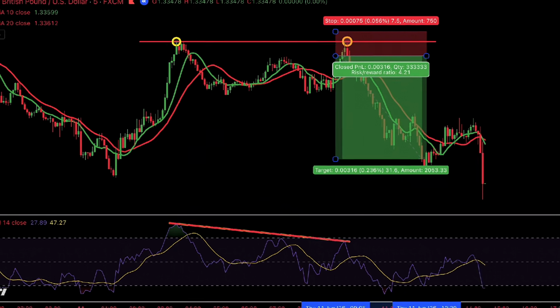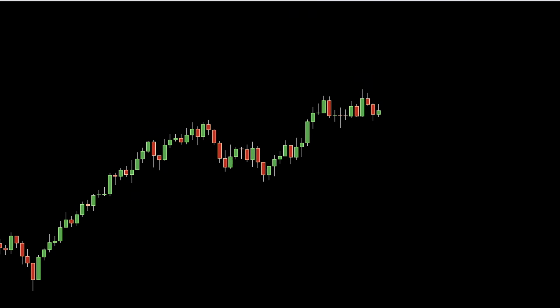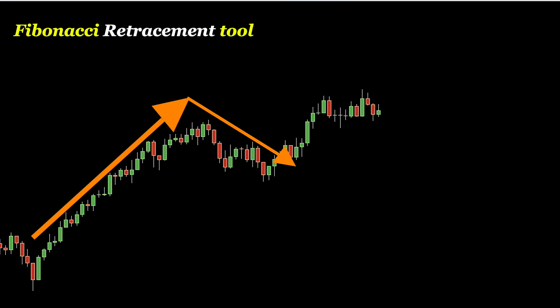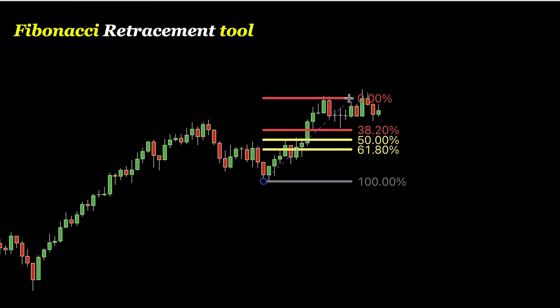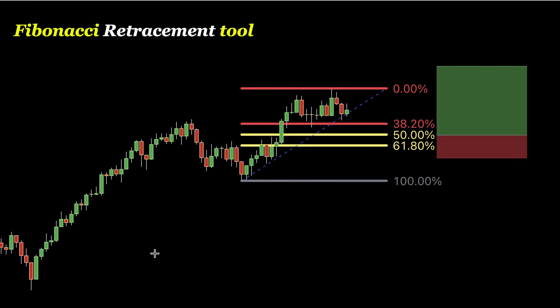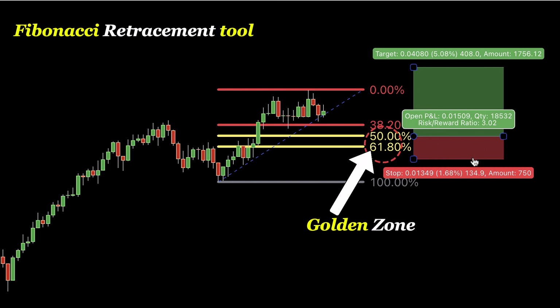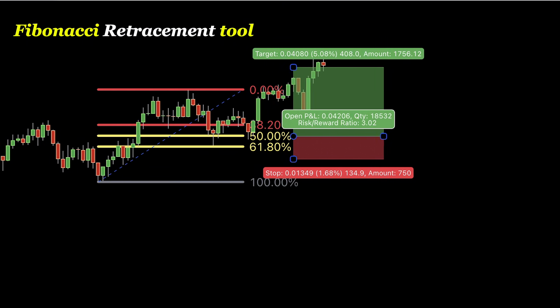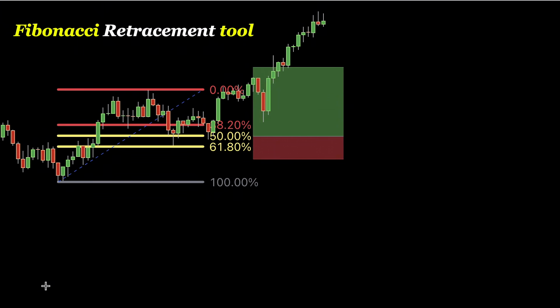Let's get started. The first trading indicator we'll cover is the Fibonacci Retracement tool. Take a look at this chart example. The market is in an uptrend, indicated by a strong impulsive move to the upside, followed by a pullback. Begin by drawing the Fibonacci retracement from the start of the impulsive move to its highest point. As price retraces, pay close attention to the area between the 50% and 61.8% Fibonacci levels, commonly known as the golden zone. This zone often acts as a key area where the pullback may come to an end, and the next bullish move can begin.